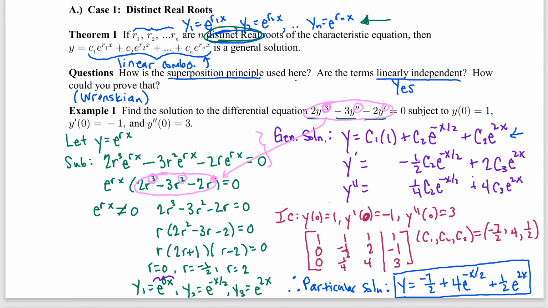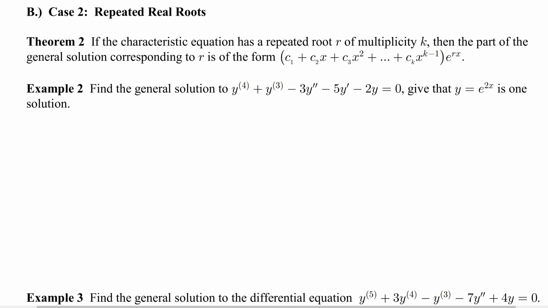The ability to solve this differential equation, once again, as you see, now depends on our ability to solve that higher degree polynomial equation. All right, let's look at our second case for the nature of the solutions to the characteristic equation. Case 2, repeated real roots. This comes from Theorem 2 in your book.